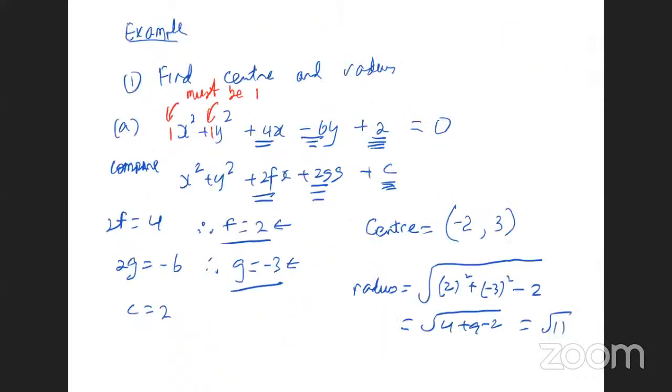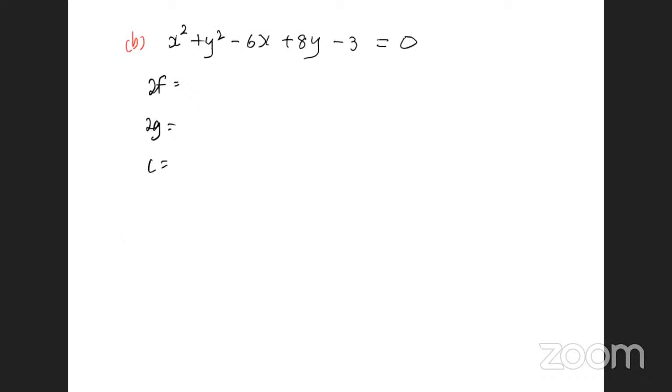Here was example 1, where we got 2F equal to 4 and 2G equal to -6. So we found F as 2 and G as -3, and we got C to be 2. I used the formula and found the center and the radius. And this is the example we're doing now. We're just waiting on Tishon and we're done.